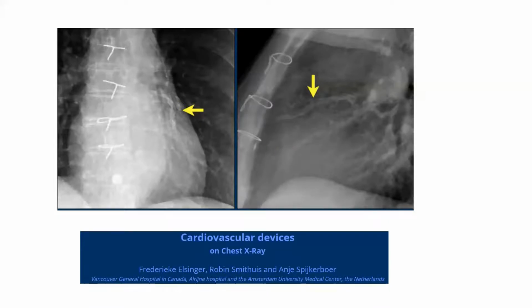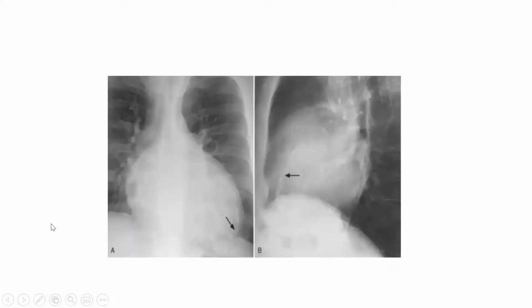I think somebody said coronary calcification or stent, right? And I totally agree with you. This is either coronary calcification or stent, but this is a case of stent, okay? So the stent can also be seen sometimes, but not always, in the chest X-ray like this. So this is a stent, okay?